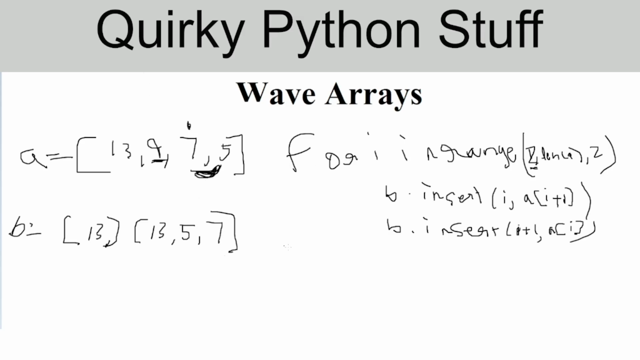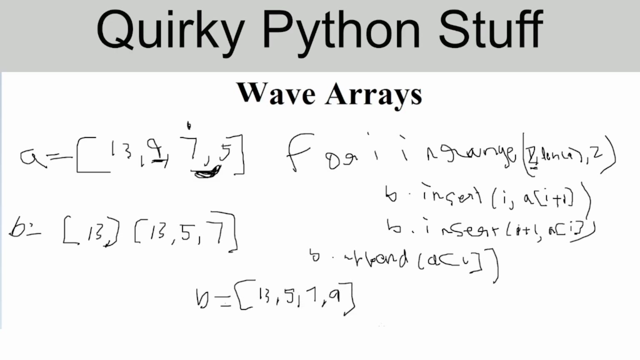There's an easy fix for that. At the end of the loop we can just write b dot append, and the value is a dot 1 to the list. We would get the final answer as 13, 5, 7, 9. So that's a wave. But what if you don't want to do this? This is a small hack to get the right answer, but there's an easier way.